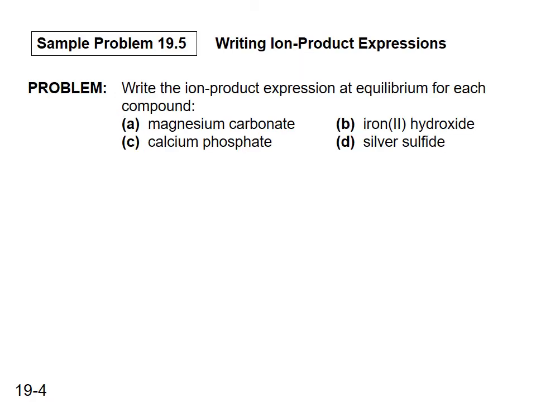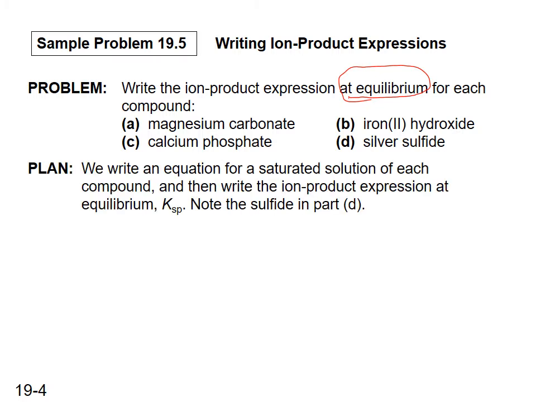Sample problem 19.5. Write the ion product expression at equilibrium for each compound. Note that it says at equilibrium. So that means the solution is already saturated. Instead of writing Qsp, we should write Ksp at equilibrium. Now also, sulfide is quite special, so we'll talk about D later. But first, let's look at A, B, C.